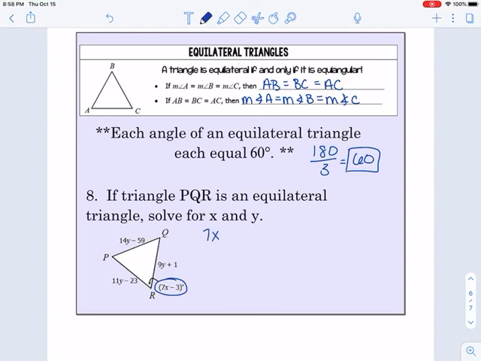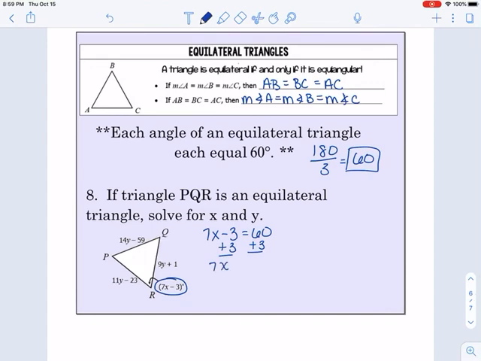I don't know anything about the other 2 angles right now. Well, I do, they're all 60. But in order to solve for x, I don't need to put them into the equation at all. So we're going to have 7x minus 3 equal to 60. Add 3 to both sides, and I'm going to have 7x equals 63. We're going to divide both sides by 7, and x is going to equal 9. So that takes care of our x.